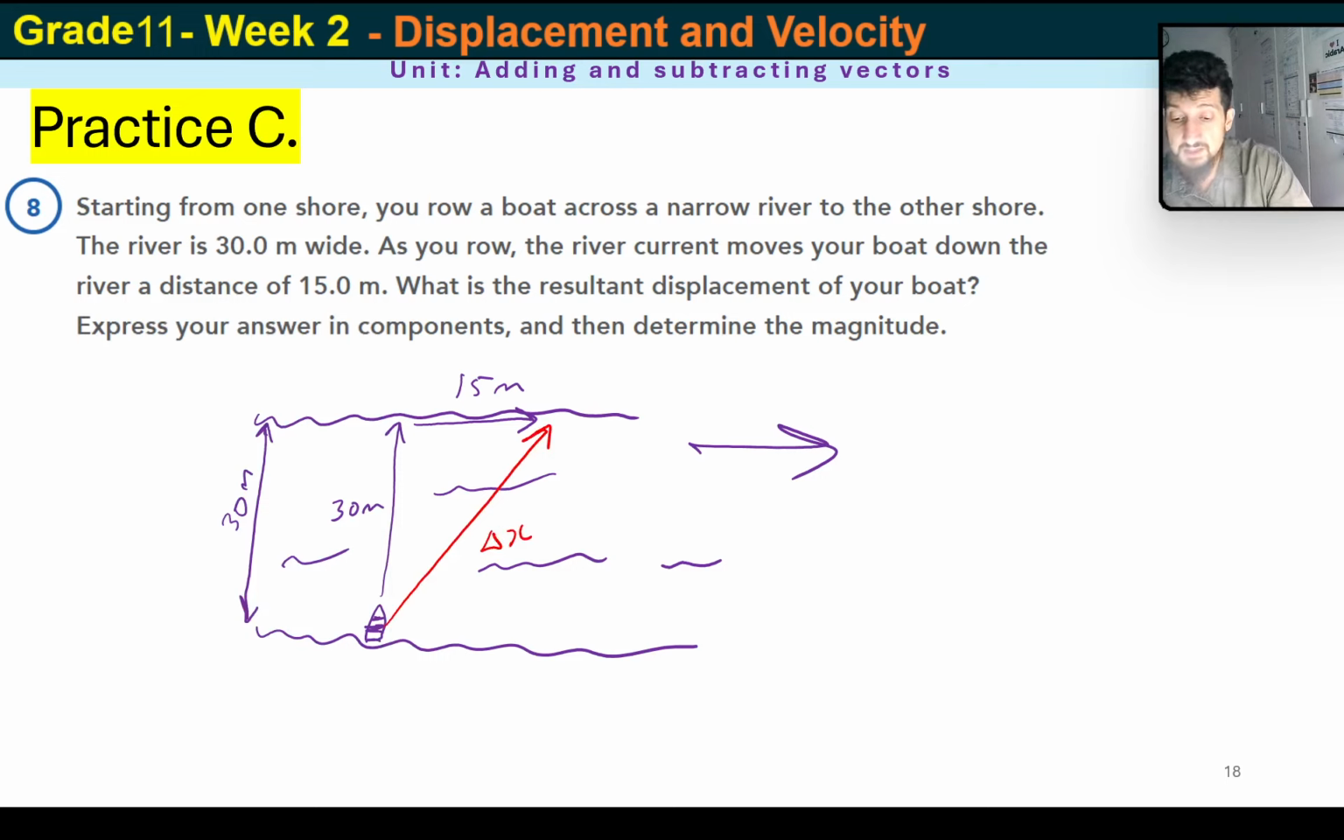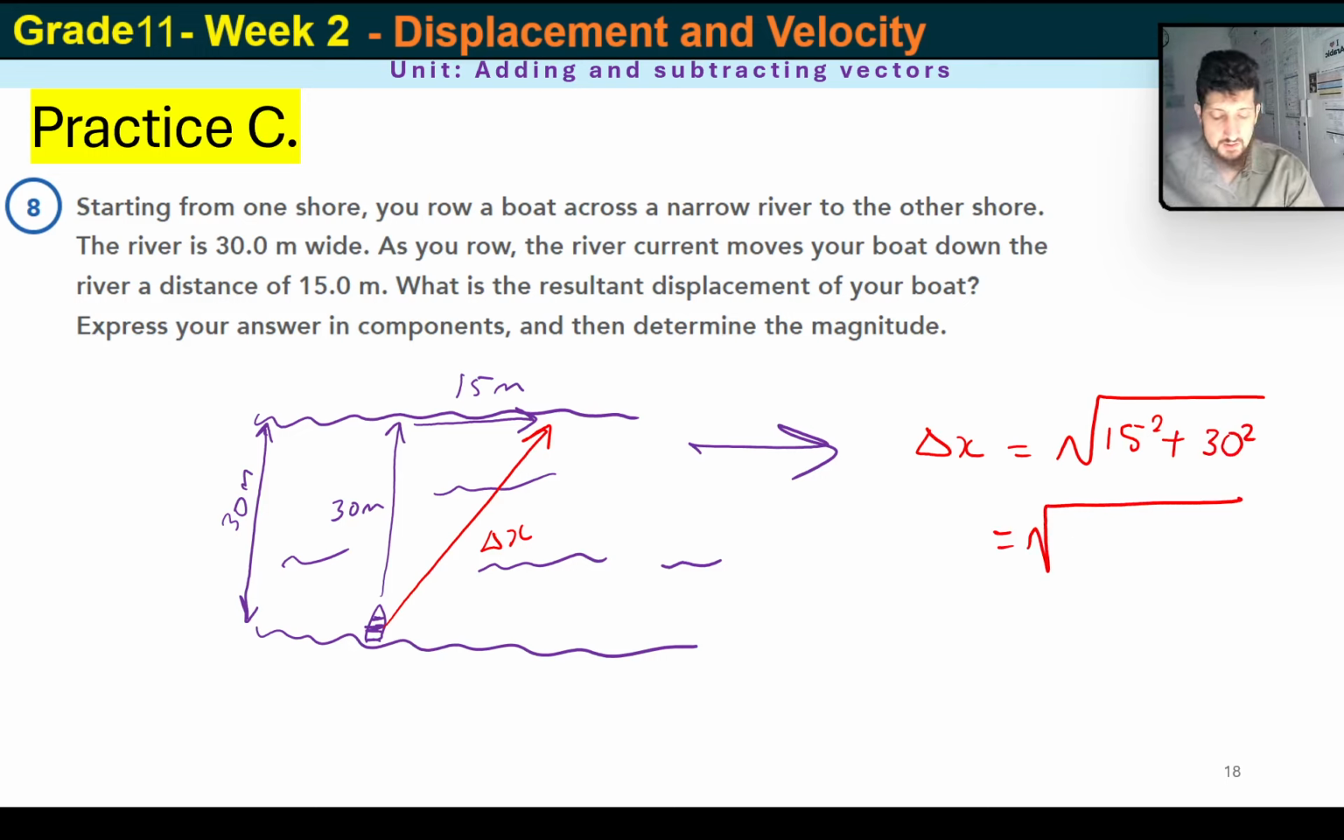That is the resultant displacement, which is going to be the square root of 15 squared, which is 225, plus 30 squared, which is 900. So that is the square root of 1125. Unfortunately, I'm not that good at maths. I think it's about 34, but let's look at that. So 225 plus 900, square root of the answer is 34. Yeah, so it's going to be 34 meters. That's two significant figures. Okay, so that's the answer.